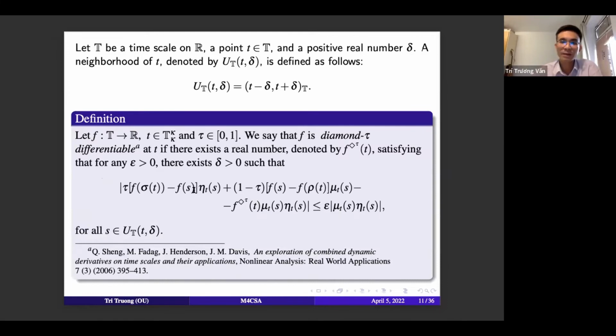And so here is the definition of diagonal differentiable for the real value function from the time scale T to the real numbers. The function f is called diagonal differentiable at t if there is a real number, denoted by this, that satisfies: for any epsilon greater than 0, there is a delta greater than 0 such that the formula is satisfied.